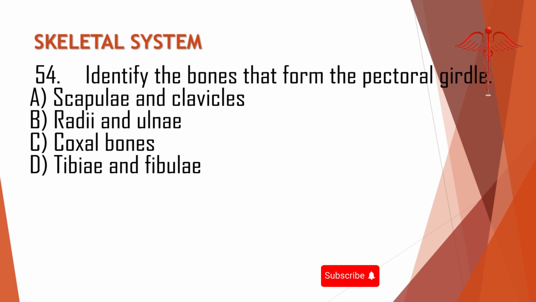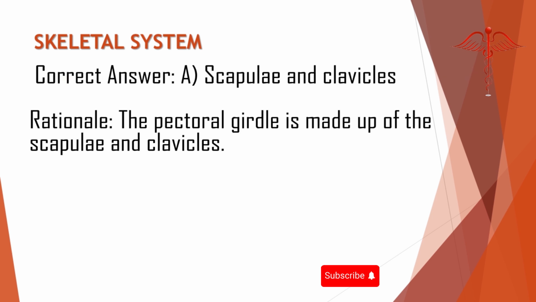54. Identify the bones that form the pectoral girdle. A. Scapulae and clavicles. B. Radii and ulnae. C. Coxal bones. D. Tibiae and fibulae. Correct answer, A. Scapulae and clavicles. Rationale: the pectoral girdle is made up of the scapulae and clavicles.